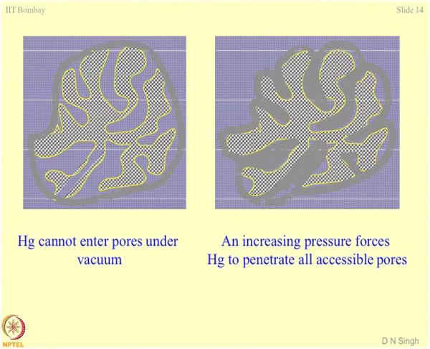So, this is the basic concept of choosing a pressure and how this pressure is going to result in intrusion of mercury into the pores of the system. So, basically this becomes an interesting phenomenon. What pressure should be applied for given pores so that these pores of a certain diameter get filled up?